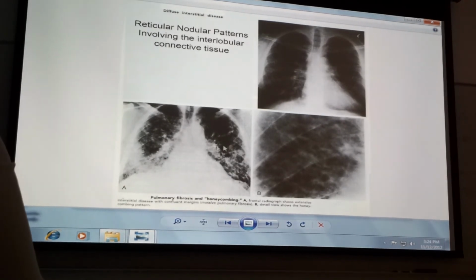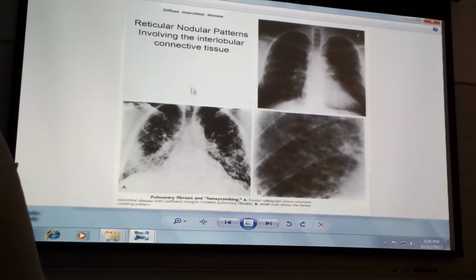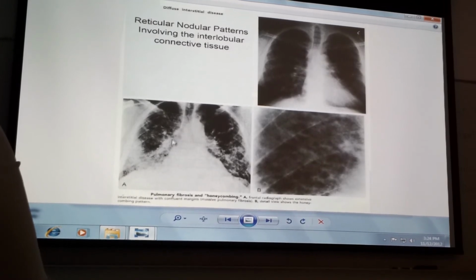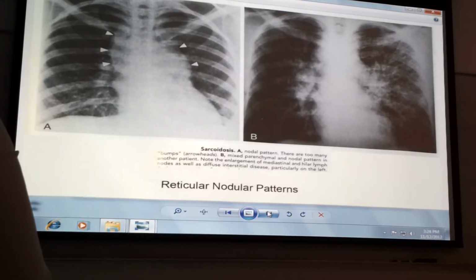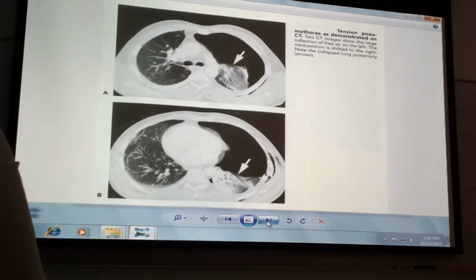Interstitial markings, reticular nodules in different diseases, like different interstitial diseases. Honeycomb, connective tissue disorders. More interstitial nodules.